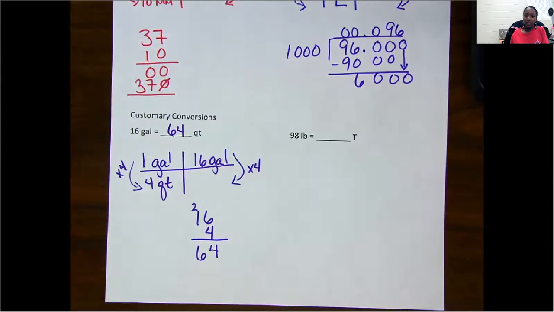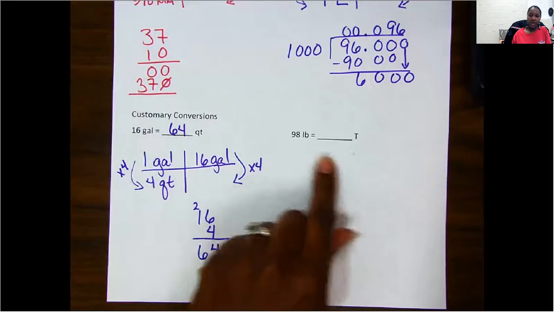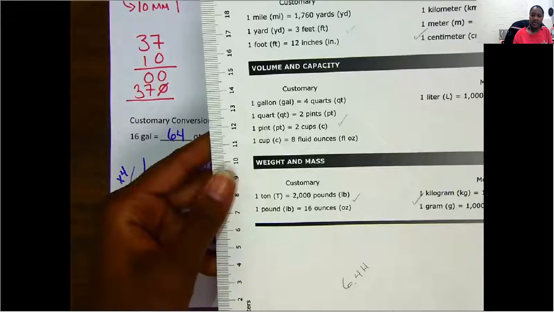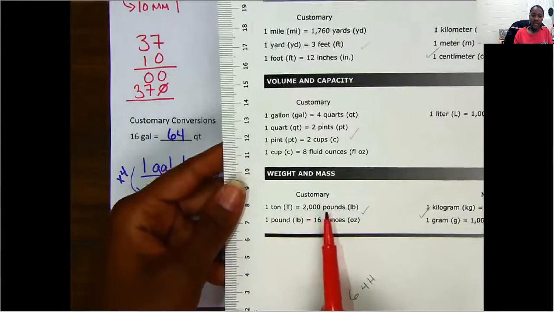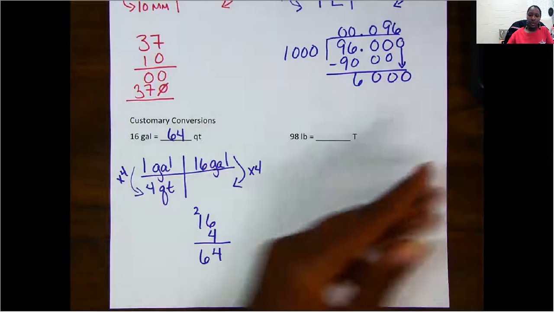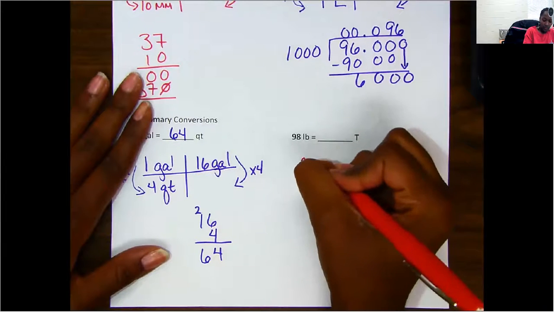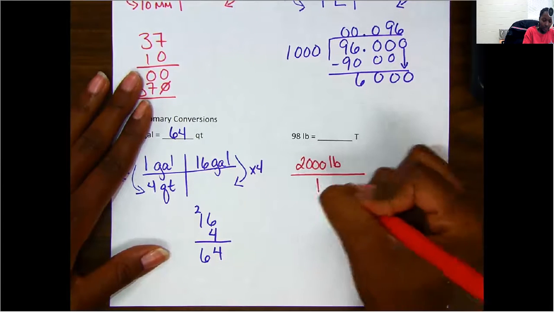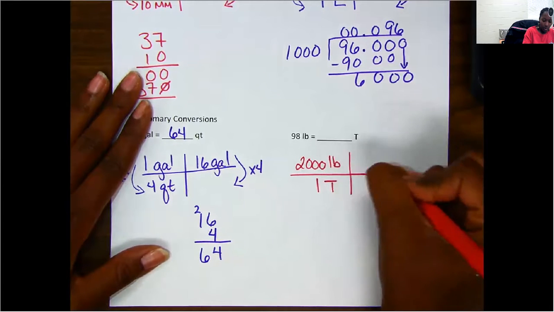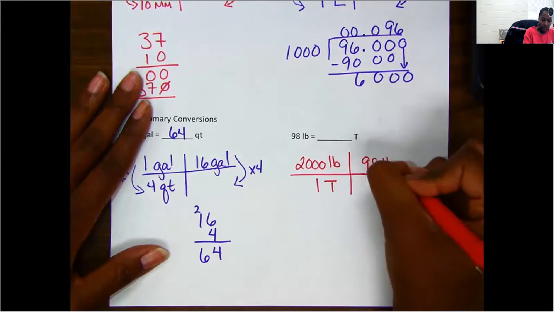All right, last one for customary. I have 98 pounds. They want to know how many tons that is. So pounds to tons, right here. It says that 1 ton is equal to 2,000 pounds. They gave me the pounds, so I'm going to put that first. 2,000 pounds is equal to 1 ton. And it says that I have 98 of those pounds.